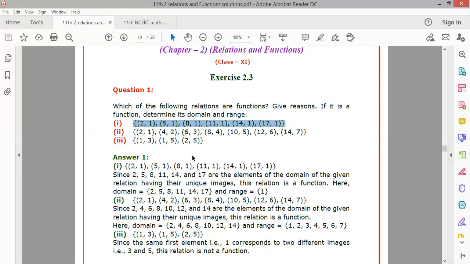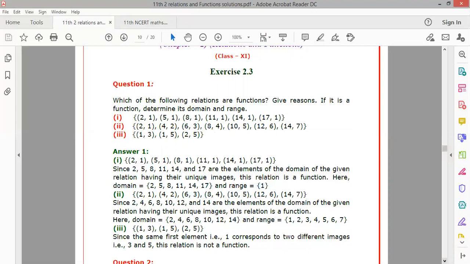And if this is a function, what is its domain? Domain is the set of first entries. So the first entries are enlisted here. So this is the domain. And what is its range? That is the set of second entries. The set of second entries is 1, 1, 1, 1, and will not be repeated as per the set rules. So the range is the singleton set {1}. Same is part number second. Yes, it is a function, and in this function you can write the domain and range. I have written it here.